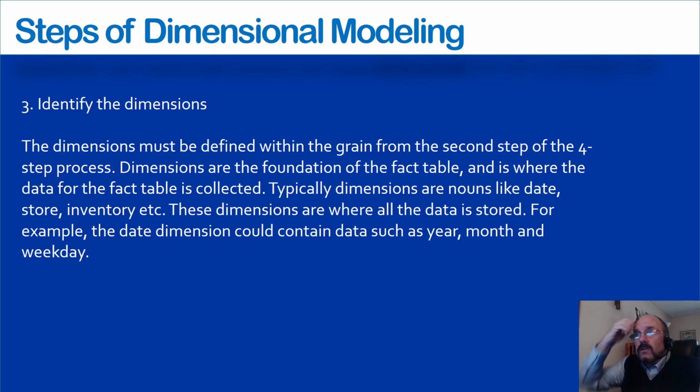And then you identify dimensions. Dimensions ultimately have to line up to the level of detail. If you're storing things at the lowest level, then you need to make sure the dimensions match that. Dimensions are the foundation of the fact table, and it's where the data for the fact table is collected. These are objects, typically, as I mentioned here: things like what's the store, who's the salesperson, inventory, etc. And again, you want to make sure you're storing at the lowest level of detail because you may need to access information at that lowest grain level. So you want to be able to do that as well.